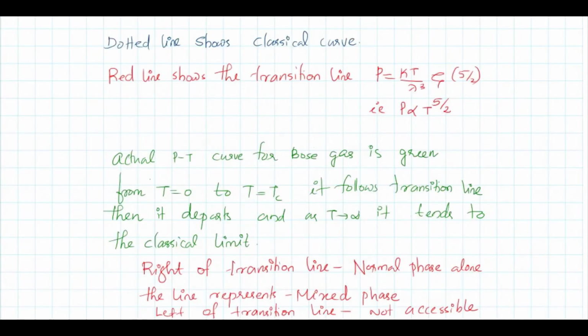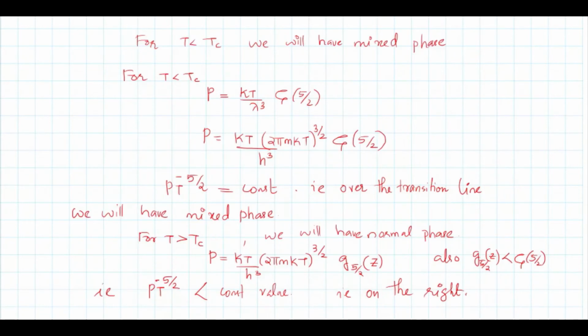So, right of the transition line is normal phase alone. The line represents the mixed phase. Left of the transition line is not accessible. Okay, I will explain. For T less than Tc, we will have the mixed phase that we already studied in the case of the Bose gas. When the temperature is less than the critical temperature, we will have two phases, normal phase and condensed phase.